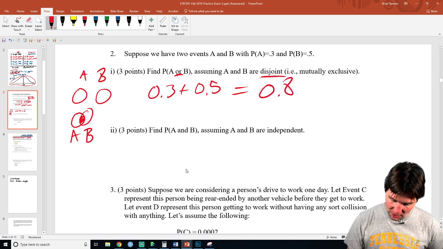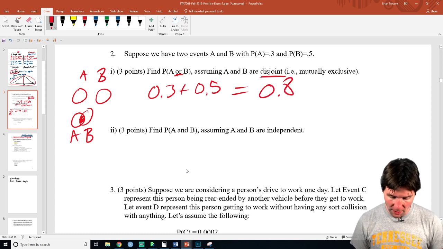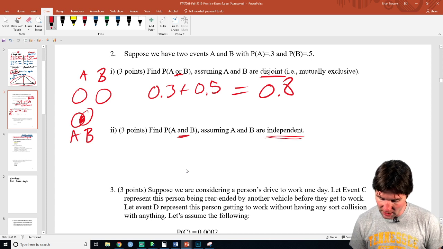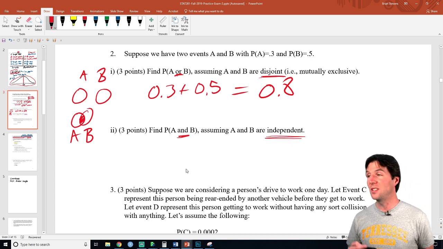So this probability right here is the following. And then we have right here A and B, which is independent, is the rule that it has to be met. What does independent mean? It means if you know A, it tells you nothing about B. I want you to think about this.